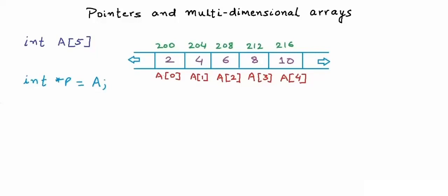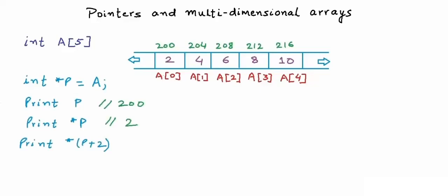Once I have written a statement like int *p = A, I can use pointer arithmetic and dereferencing to access all the elements in the array. If I would just try to print the address stored in p, and I'm not using full printf statement here, my output will be 200. If I would simply try to dereference p, then output will be 2. If I would try to print something like *(p+2), then output will be 6.